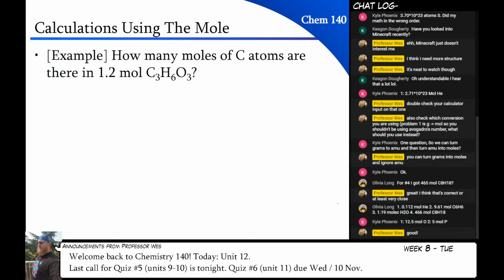How many moles of carbon are in this thing? I don't actually know what this thing is. I just wrote a formula. I'm sure I got this from some molecule I was thinking of at the time, but looking at the formula on its own, I can't think of it. So, how many moles of carbon are there in 1.2 moles of C3H6O3? Go ahead and do the calculation just for the carbon, because we have another problem on this slide. Type your answer in the chat when you've got it.